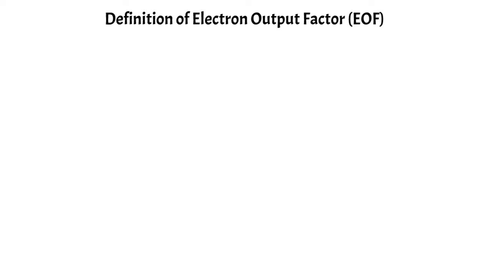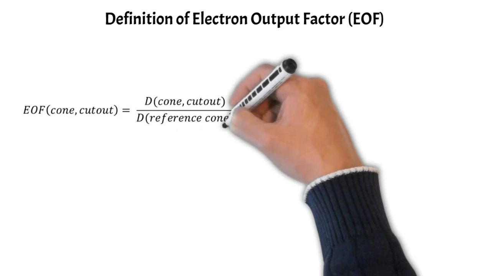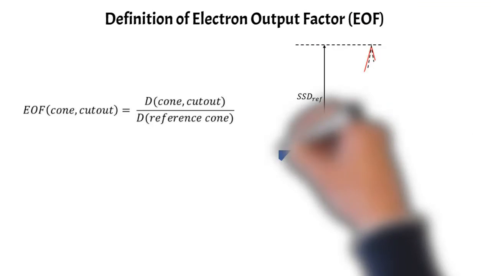So we can start with the definition of the electron output factor, or EOF for short. So this is the definition here. It's a ratio of doses. One is measured with some cone and cutout size, and then it's always normalized to the dose measured with the reference cone. And I will draw out the geometry over here on the right.